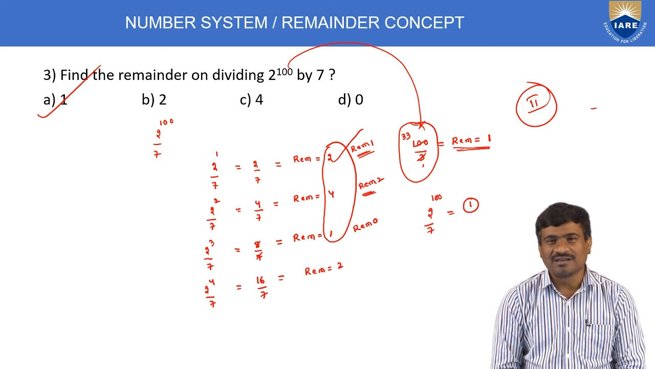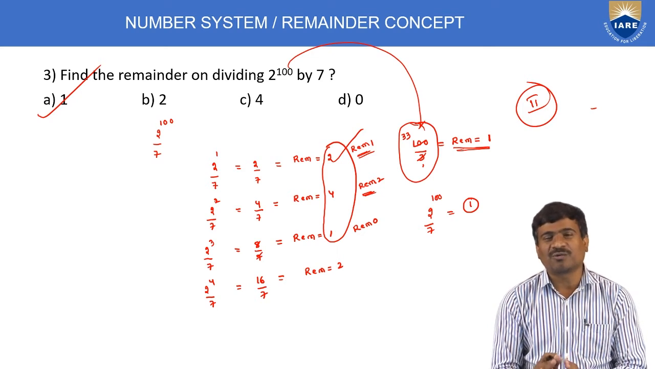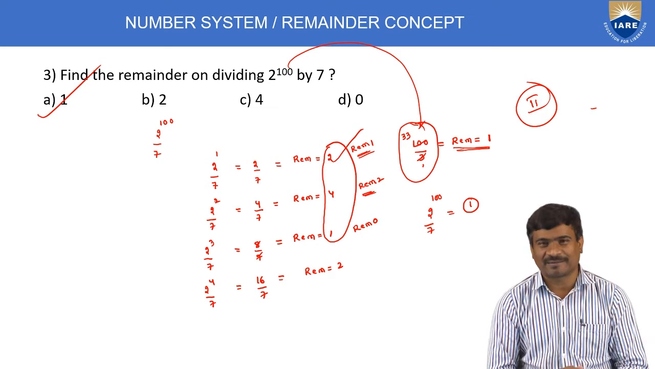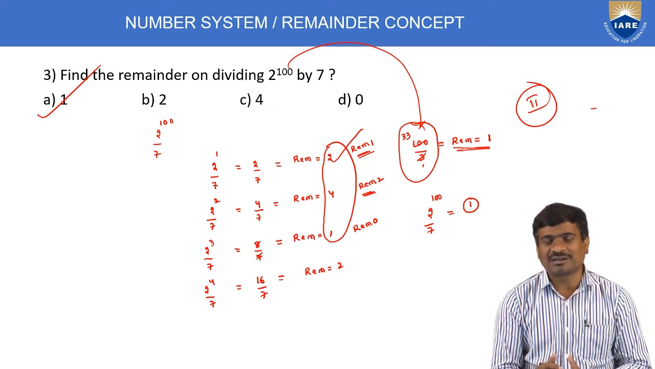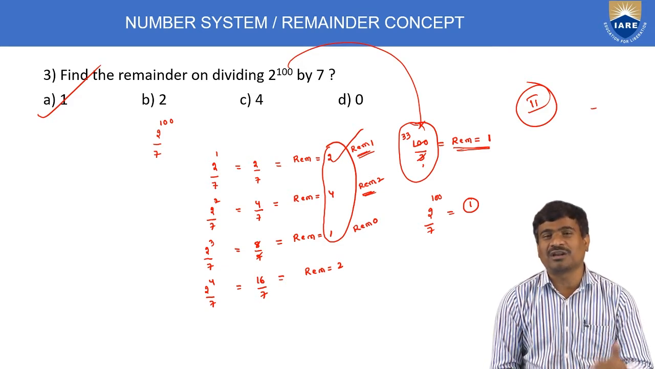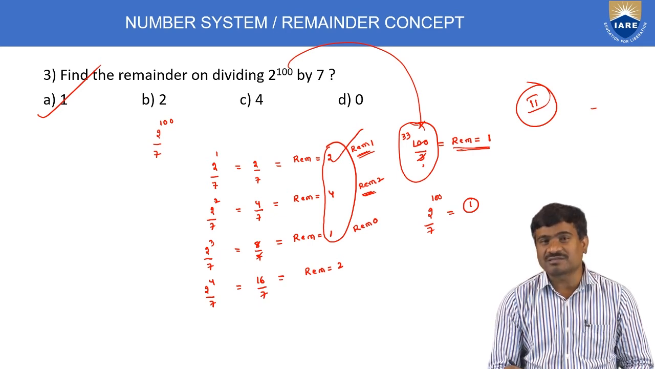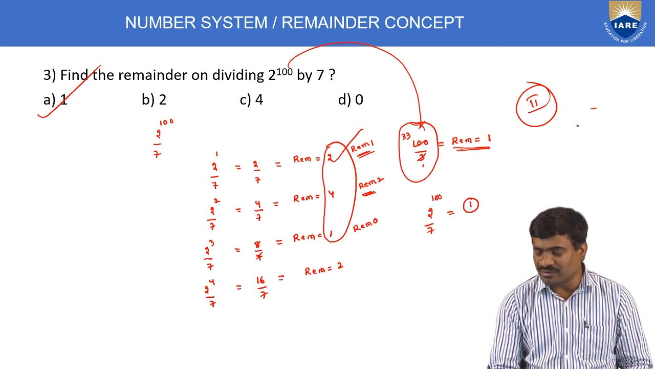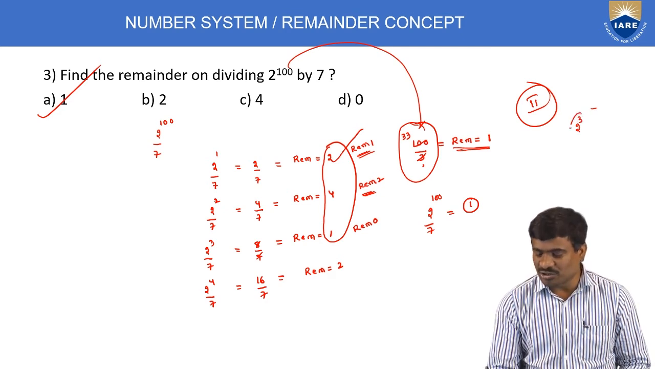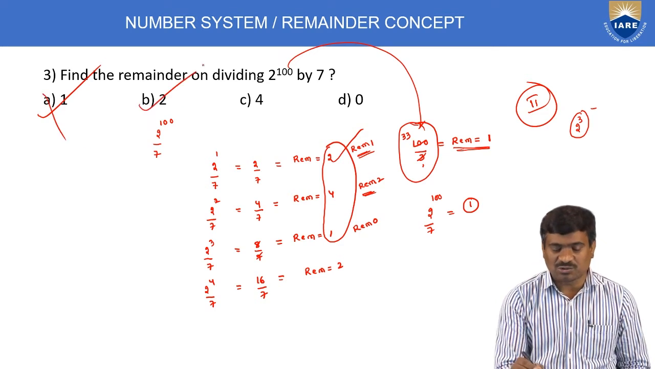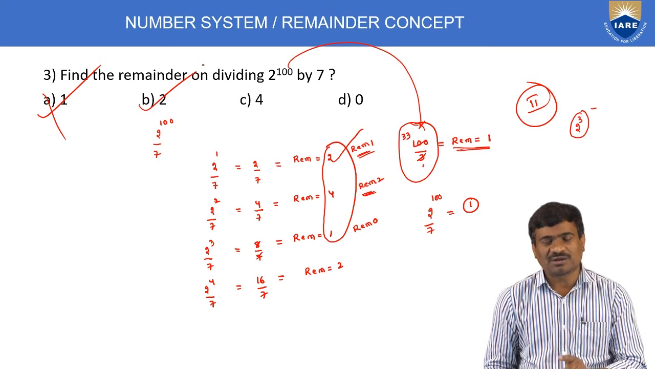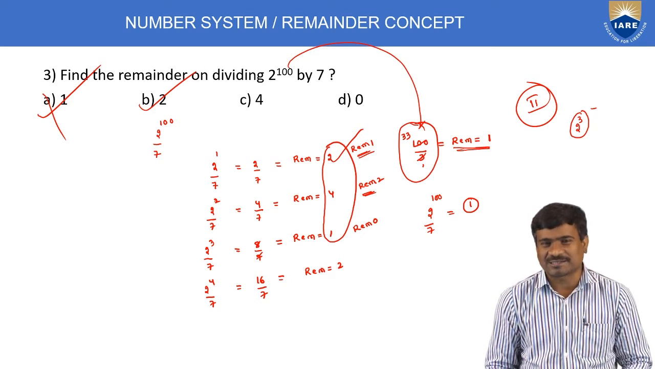Second method: convert the numerator into a number near the denominator. That method is also very easy. With the numerator and denominator, the denominator is 7, so convert the numerator into a number near 7. 2 to the power of 3 is 8. With 2 to the power of 3, the answer 2 is correct, but not A. The first term of the repetition is only 2, so B is correct.